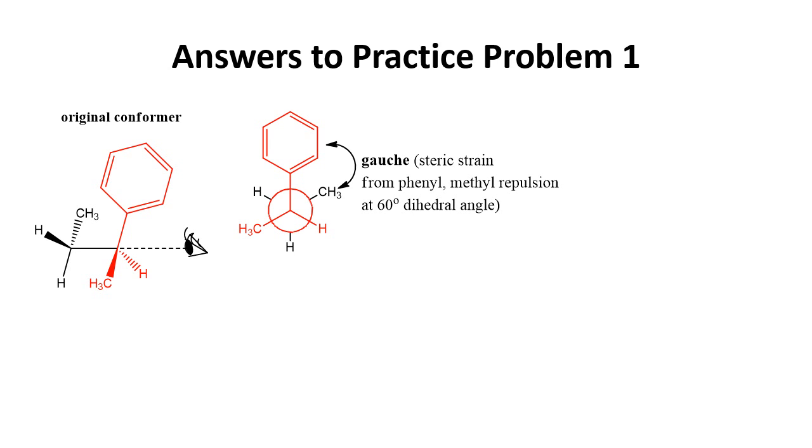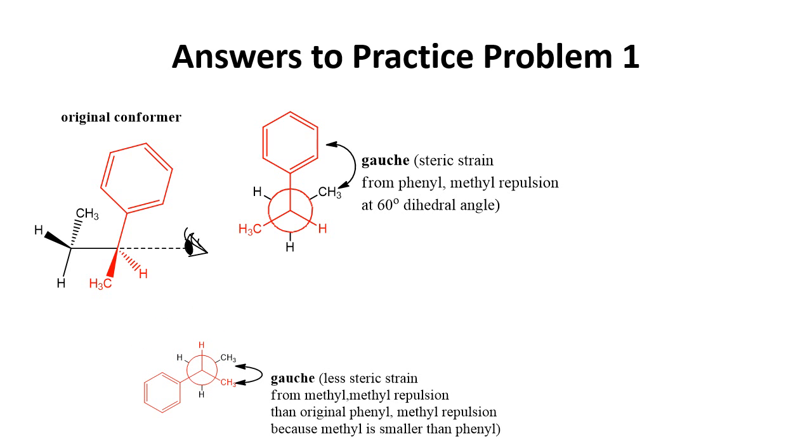Now, a benzene ring's pretty big, so let's see if we can minimize the steric repulsion by rotating it away and get our lowest energy conformer. Now we still have a gauche interaction, but there's less steric strain from methyl-methyl repulsion than the original phenyl-methyl repulsion, because methyl is smaller than phenyl.